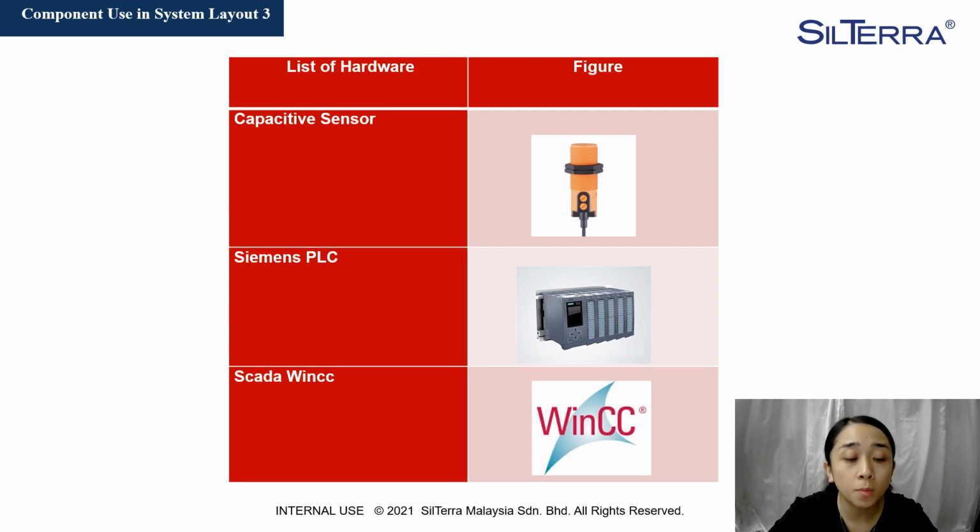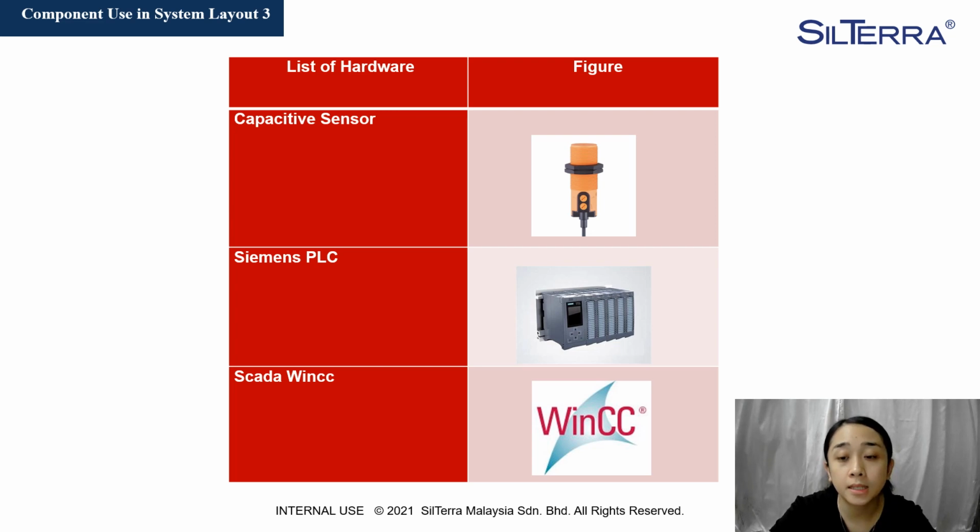So the second component is a Siemens PLC. The Siemens PLC, or programmable logic controller, is a digital computer used to automate industrial processes. PLCs are used to control machines and devices and to monitor and record data. They are used in a wide variety of industries, including manufacturing, automation, and transportation.